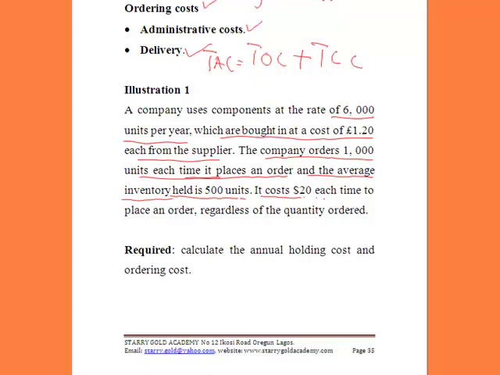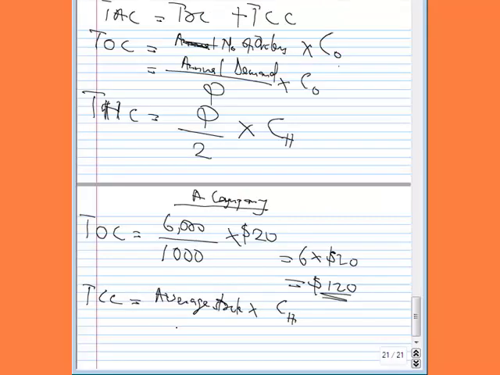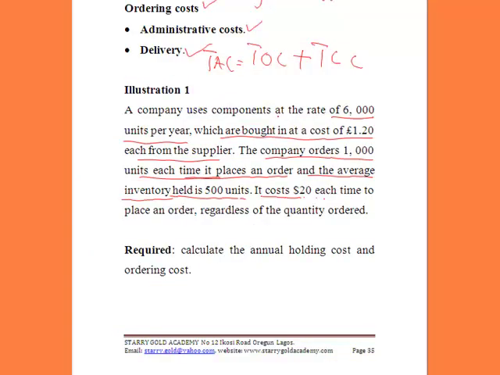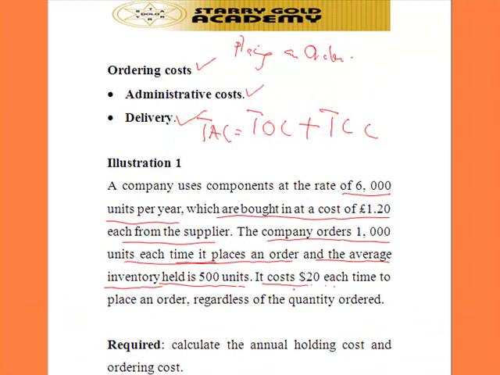It's given to us directly in the question, but if you are not given it in the question, you can calculate it. It's given as the quantity ordered per time divided by 2, and that's 1,000 divided by 2, which is the 500 given in the question. So 500 times carrying cost per unit per annum. Are we given the carrying cost per unit per annum? We were given the purchase price, but we were not given the carrying cost per unit. That means we have to make an assumption.